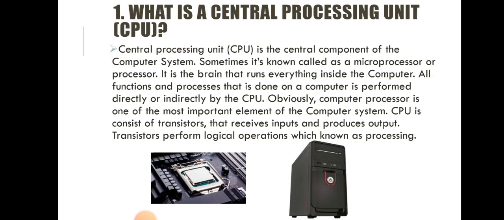And the first main heading is what is a central processing unit. The central processing unit is the brain of the computer, and it is the central component of the computer system. Sometimes it's also known as the microprocessor or processor. It is the brain that runs everything inside the computer.